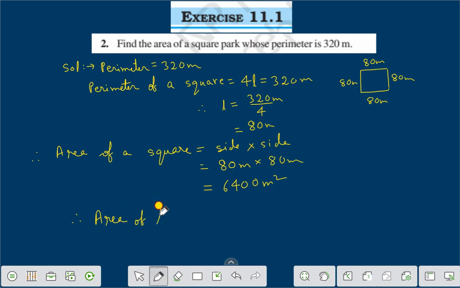Therefore area of the square park is equal to 6400 meter square. This is the answer.